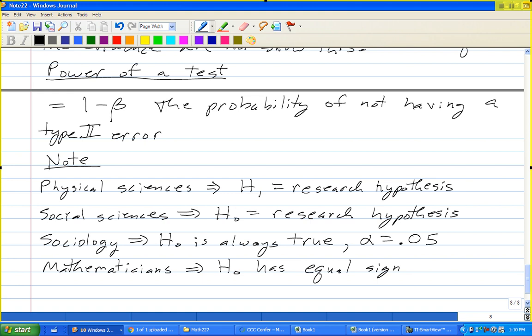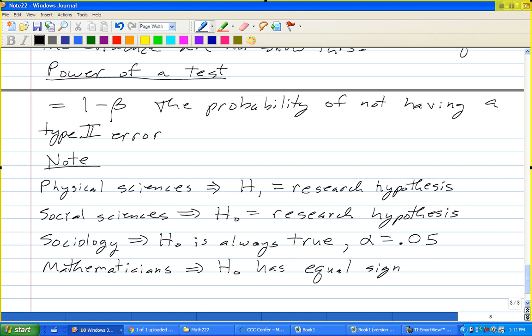So we will always do it where I just look at the equal sign. Whatever one has an equal sign in it, if it says equal, less than or equal to, greater than or equal to, that's the one I'm going to use for the null hypothesis. If it says less than, greater than, not equal, then that's the alternative hypothesis. So the one that doesn't have an equal sign is the alternative hypothesis. Okay, so maybe I just sort of say that.